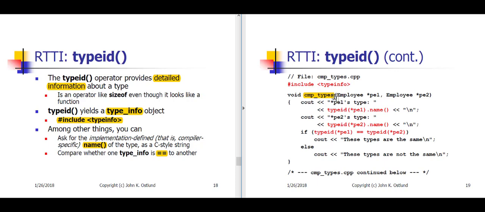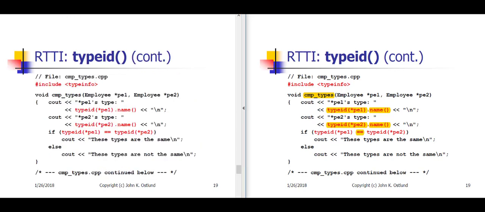CMP types takes two pointers to employees as arguments, and first gets the type ID information for the first pointer, and from that displays the compiler-specific name of that first type. Then we also are getting the type ID information for the object that PE2 points to, and displaying the name of that thing as well. Finally, we're using type ID with the equality test to see whether the data types of the objects that PE1 and PE2 point to are the same or not.